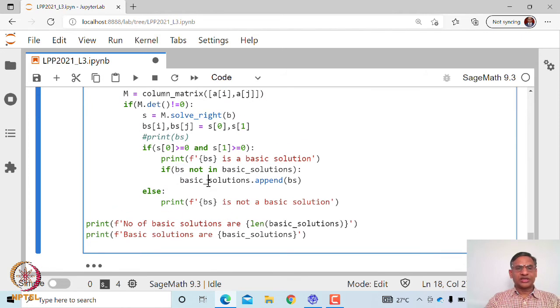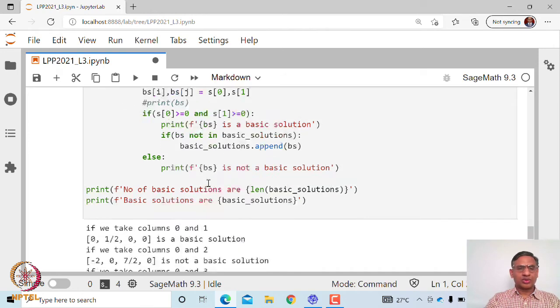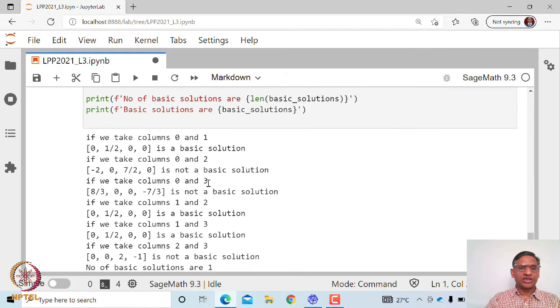Okay, so let us run this code, and when you run this code, you can see here that for the first one we have taken the first column and second column, and in this case we got the solution as 0, half, and this is a basic solution. This is with respect to x1, this with respect to x2, this with respect to x3, this with respect to x4. So x1 and x2 columns are linearly independent, but the x1 value is 0. So this is a degenerate solution.